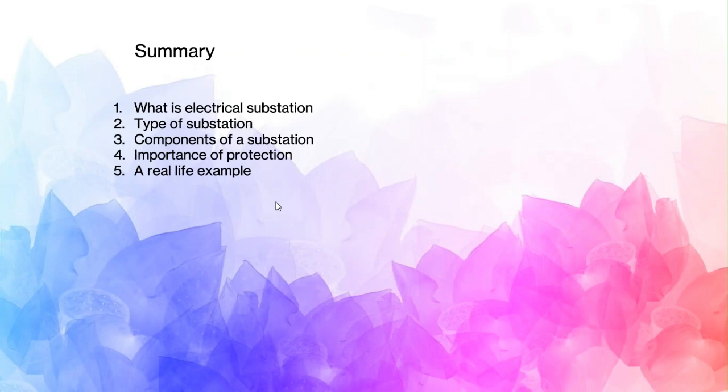And we have also seen a small real life example of an SLD of a 132 by 11 kV substation, and the major components in it. We have seen that there are CTs and PTs in it, and CTs and PTs come with different codes, protection codes and metering codes. We will learn more about these components in detail in subsequent videos.